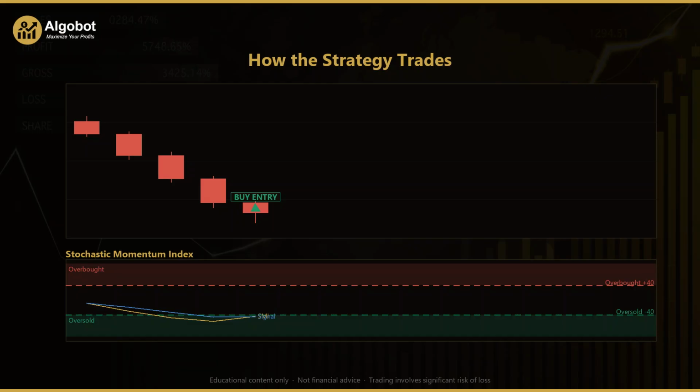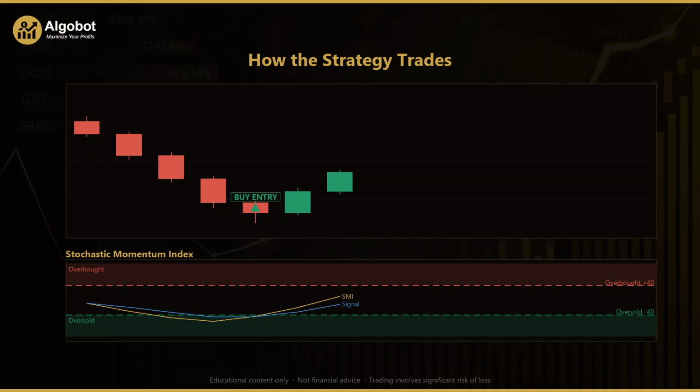Now look at the fifth candle. Price makes its lowest point, and then the SMI line, still down inside that lower zone, ticks upward and crosses back above its blue signal line. This is the exact condition the strategy has been waiting for. The momentum has visibly rolled over while still in the extreme. On this bar, the buy entry is signaled, marked here at the low.